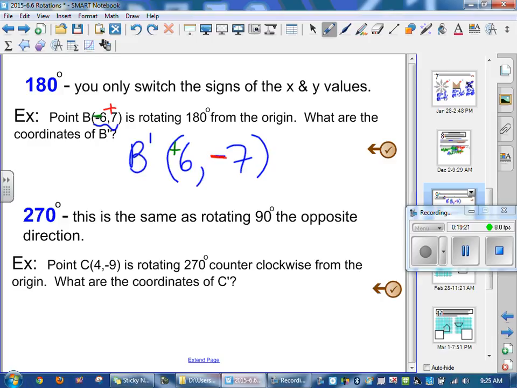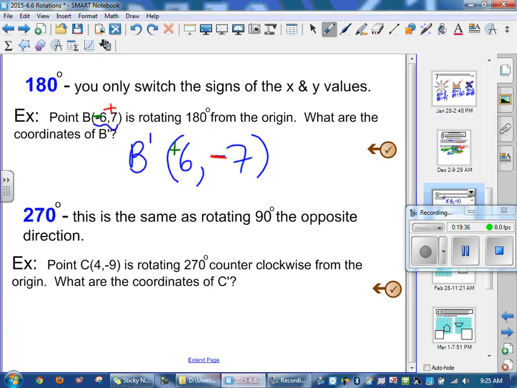Now 270, there's no rule for 270. All that is you move 90 3 times. It's the same as moving 90 backwards once. That's why we only use the 90 rule. There's no 270 rule. Okay, so here's an example about that one.